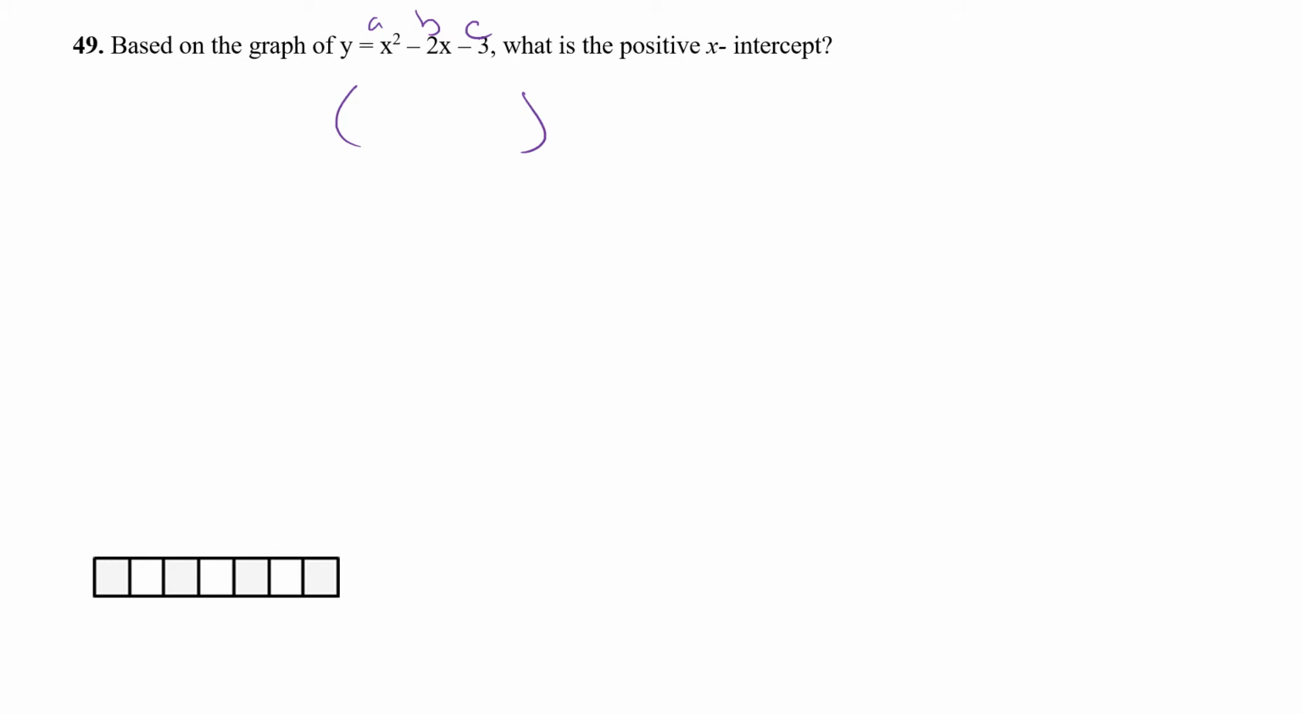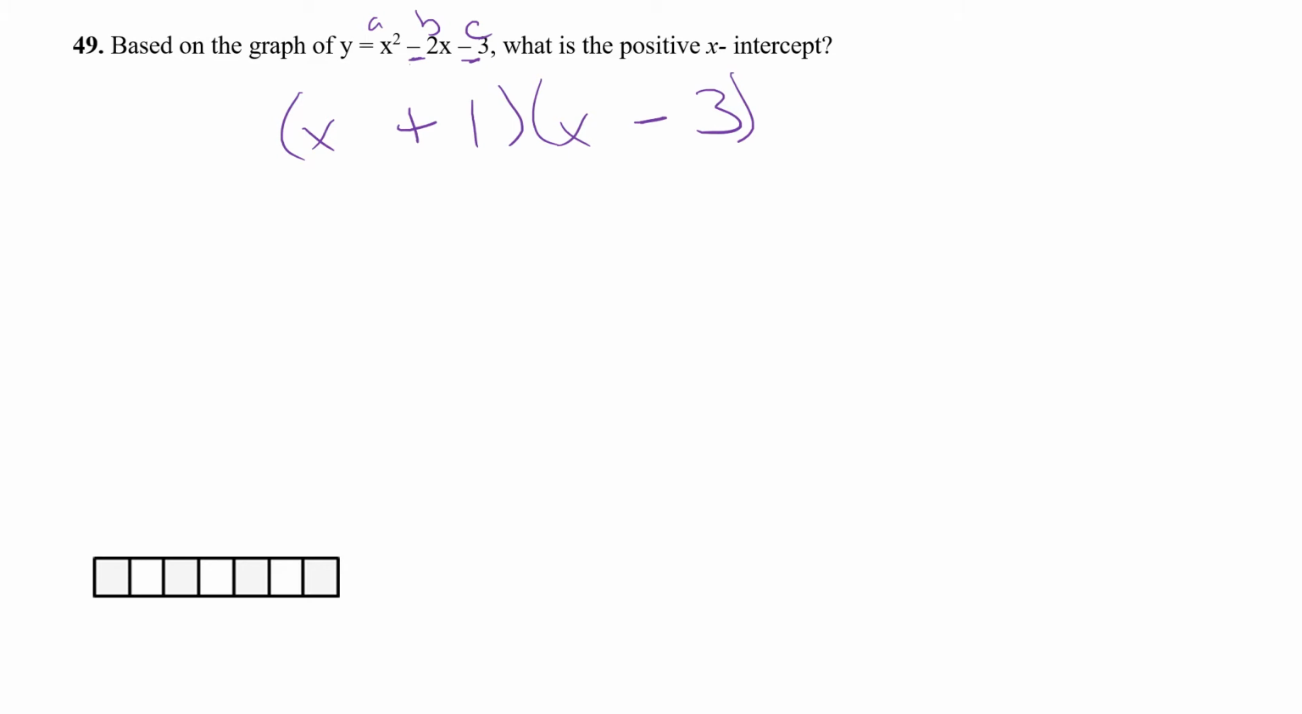Why am I writing the parentheses so large? You find two factors of c that have a sum of b. So I'm going to find two numbers that when I multiply them, I get -3, but when I add them, I get -2. The only factors of 3 are 1 and 3, right? One of them has to be negative because this is a -3, and I want the sum to be -2. So that means the 3 would have to be negative and the 1 would have to be positive, because I want to get -2 when I add them together.